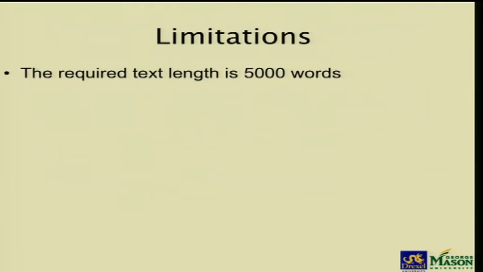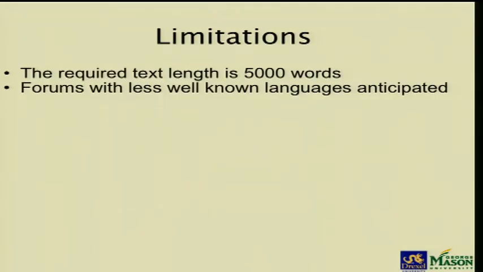And in our experiments, we had some limitations in general. Sadia talked about how many documents, 500 documents, we need in order to perform efficient authorship attribution. And we know that it's at least 5,000 words. But we used the gold standard, which was 6,500 words. So even though we started with tens of thousands of users in the forums, at the end, after eliminating the users that had less than 6,500 words, we were left with only hundreds of users. And we are also anticipating forums with less well-known languages in the future. And this will cause more problems in maybe identifying the language or, again, translating the language.